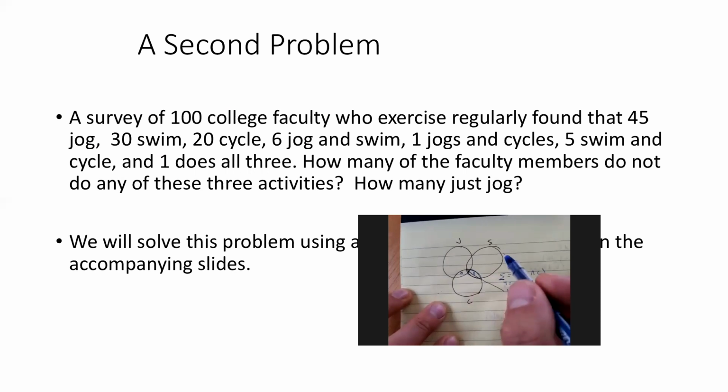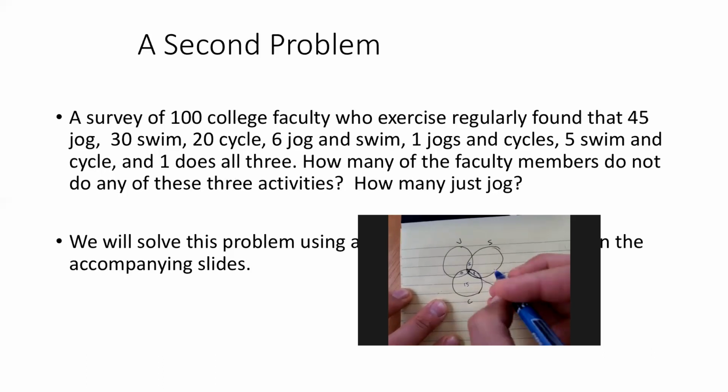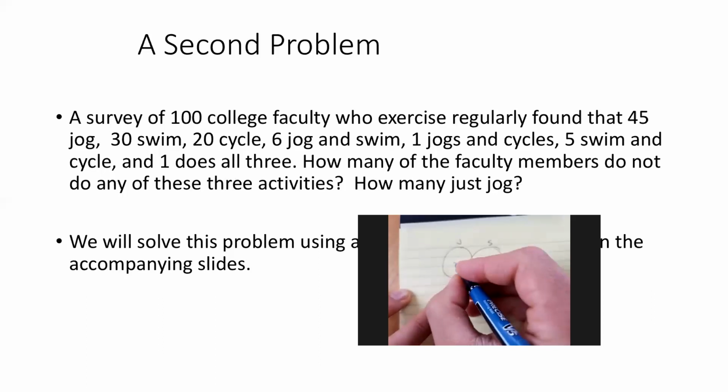And then 6 jog and swim. So that means this should be 5 here because we have a 1 there. 1 and 5 gives us a 6. And then 20 cycle. So that means this is 15 here because 15 plus 4 plus 1 gives us that 20. And 30 swim. So this is 5 plus 1 plus 4, which is 10. So this is 20. And then 45 jog. So we have 5 and 1. So this should be 39.